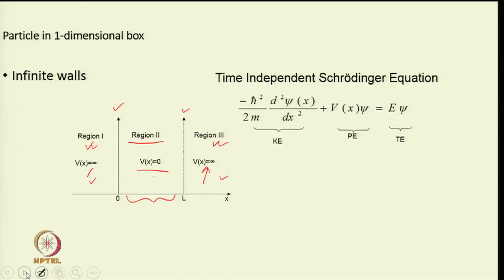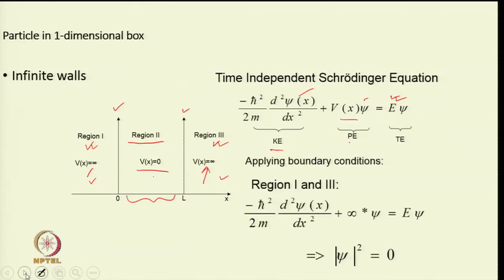Now, let us write the Schrodinger equation. This time independent Schrodinger equation will be minus h cross by 2m d2 psi x by dx square, this is your kinetic energy term, plus the potential energy term. When we apply the kinetic energy operator plus the potential energy operator on the wave function, we will get energy as the eigenvalue. So, now let us go and apply the boundary conditions.